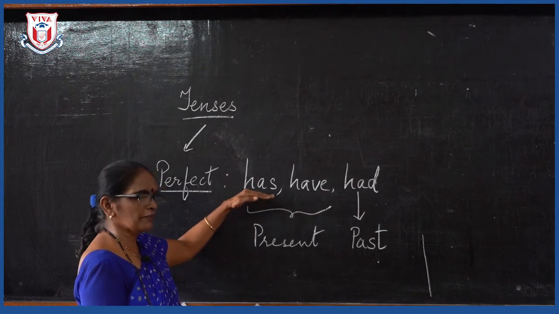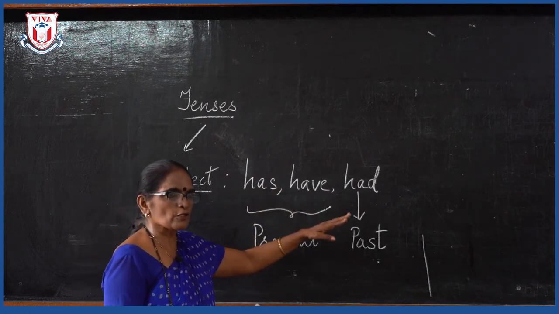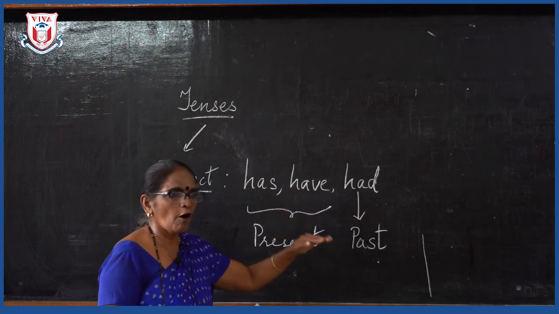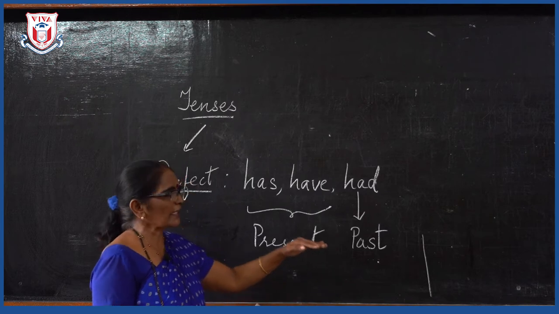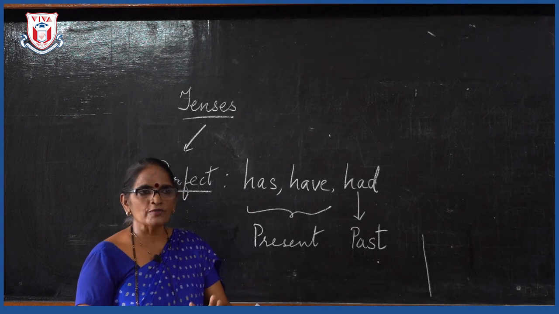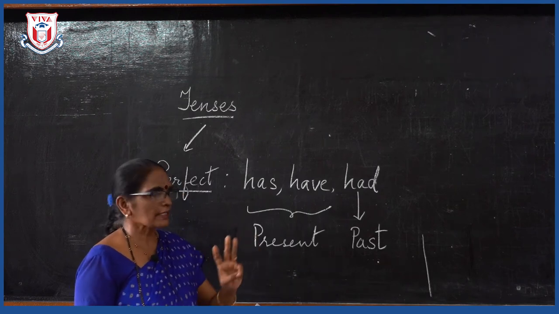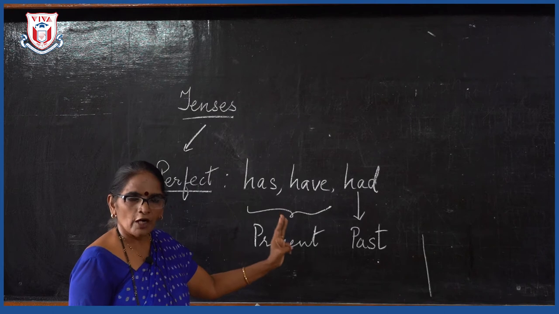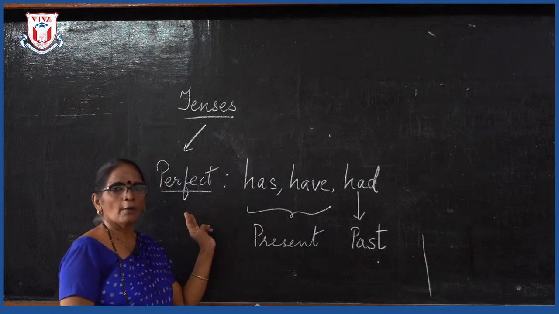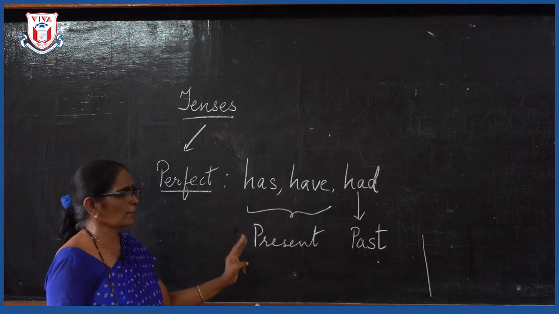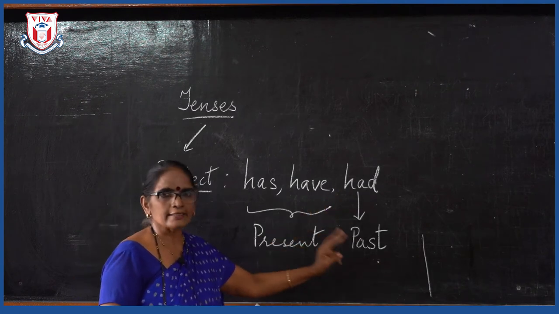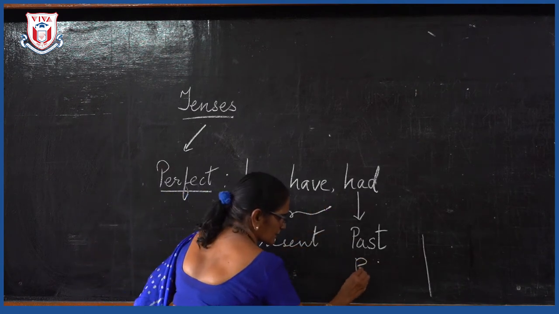Okay. Now again we have to learn the three parts of the tenses, the forms of the tenses. Now when I say eat, ate, eaten, these are the three forms of verbs which you have to remember. Okay, now whenever anybody tells you about perfect tense, you must immediately remember that has and have is the present perfect tense and had is the past perfect tense.